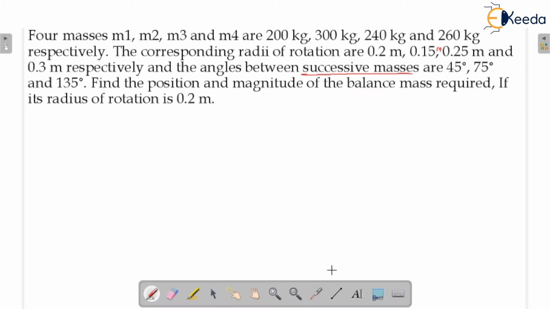Let me draw the diagram so that it will be easy to understand what I'm going to say. So this is our horizontal. This is the reference position of mass M1. This is the mass M1. Let us consider M1 as a reference in a horizontal. That means the angle is 0. Now the second mass is at 45 degree.